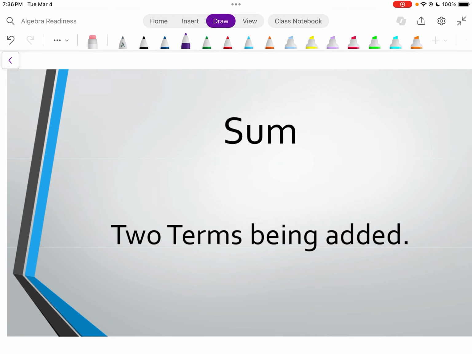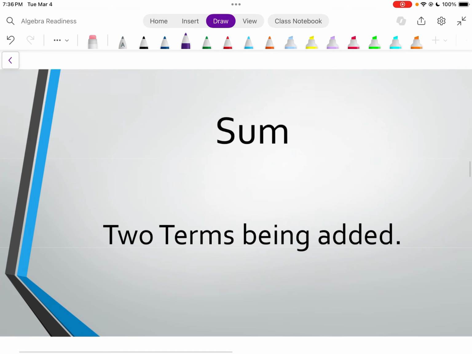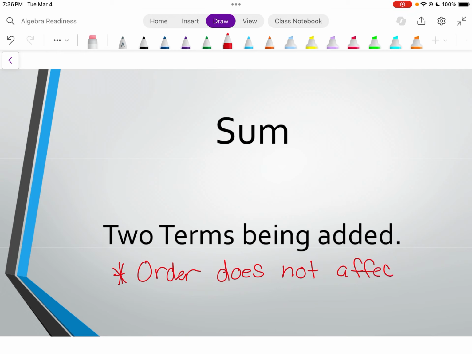Then we have sum, which is also from last time. Sum is two terms being added. And when we add, the order doesn't matter, so you can add in any order that you would like. That might be something you want to put down here. Order does not affect answer.